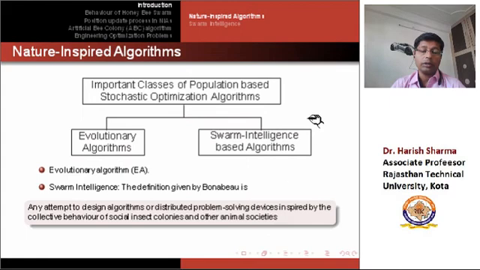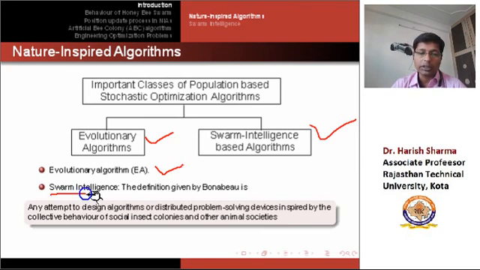Broadly, not specifically, population-based stochastic algorithms may be divided into two broad categories. One is evolutionary algorithms, another is swarm intelligence based algorithms. Evolutionary algorithms are based on Darwin's principle, which means survival of the fittest individual in the next generation. The best example of an evolutionary algorithm is the genetic algorithm. The old population will die out and the new population will survive in the next generation.